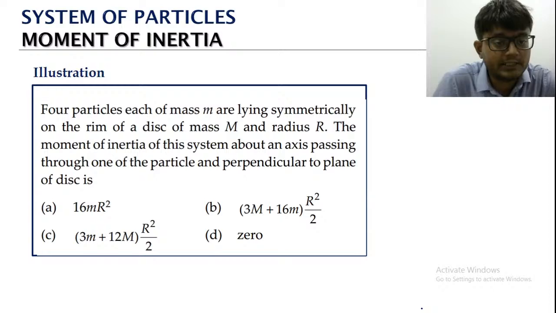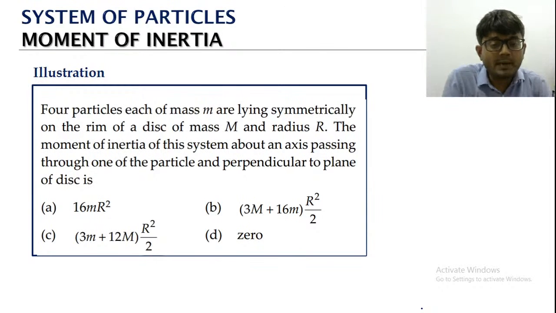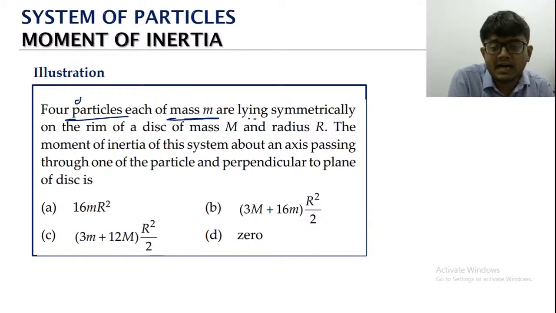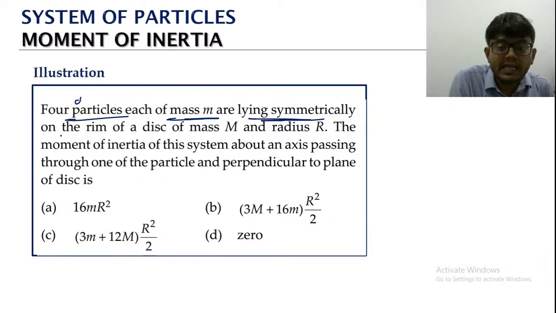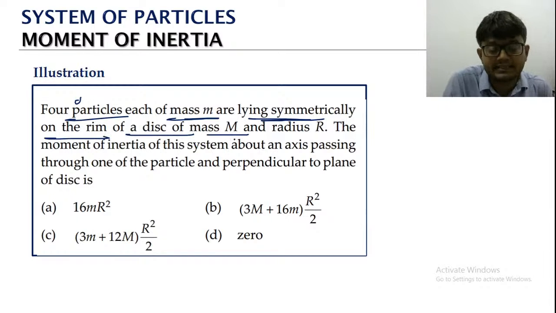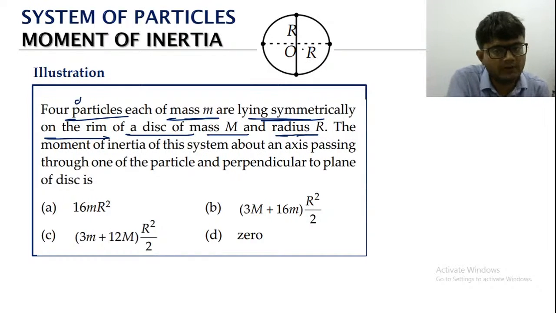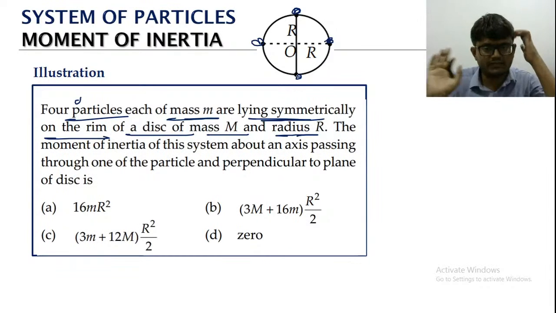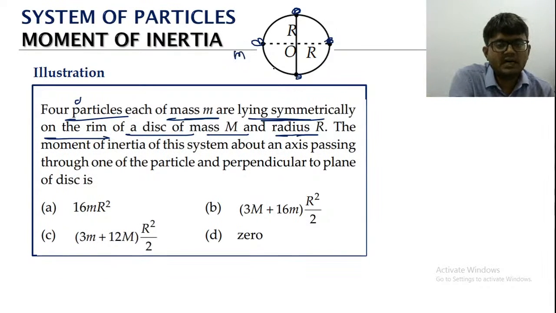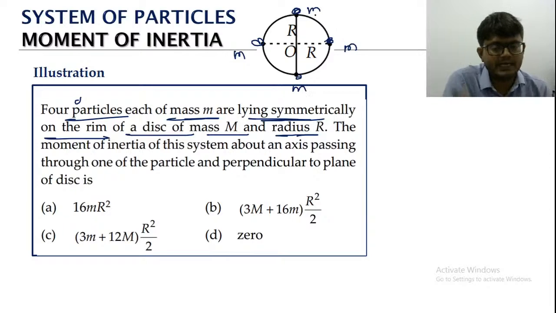Now, this is another interesting question. There are 4 particles, each having a mass m, lying symmetrically on the ring of a disk of mass capital M and radius r. Symmetrically means that if you draw 2 perpendicular diameters, the particles will be at the ends of the diameters. This is particle m, 4 particles.